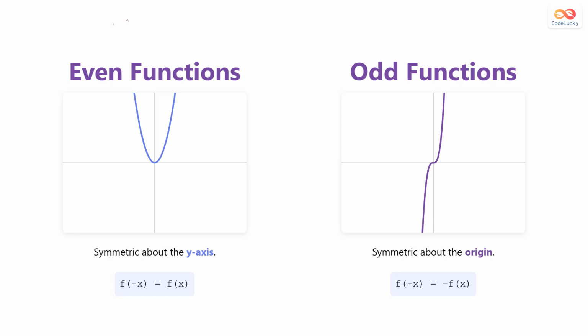Functions can also have symmetry. An even function is perfectly symmetrical across the y-axis, meaning f of negative x is the same as f of x. An odd function is symmetrical about the origin, which means f of negative x equals negative f of x.